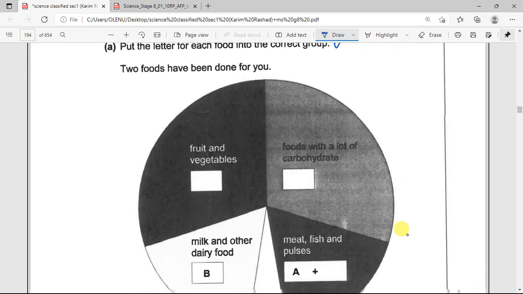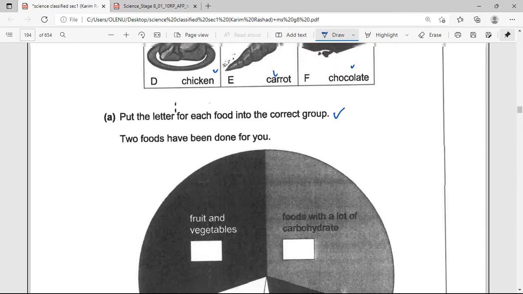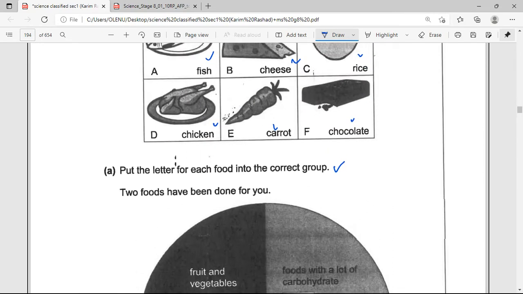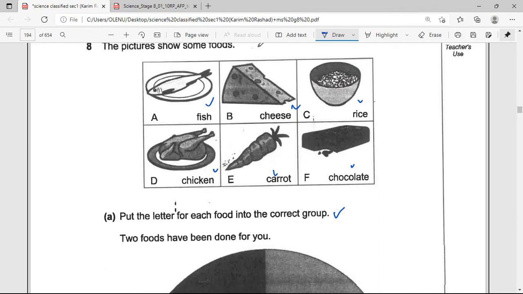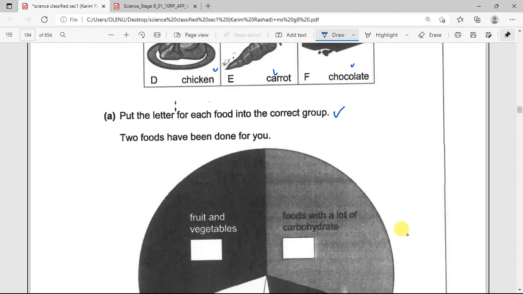So we have meat, fish, and pulse, and these two are done. Now fruit and vegetables. Let's see which of this food represents fruit and vegetables. I think that should be the carrot, which is letter E. So you just come to your answer and write letter E within that box.